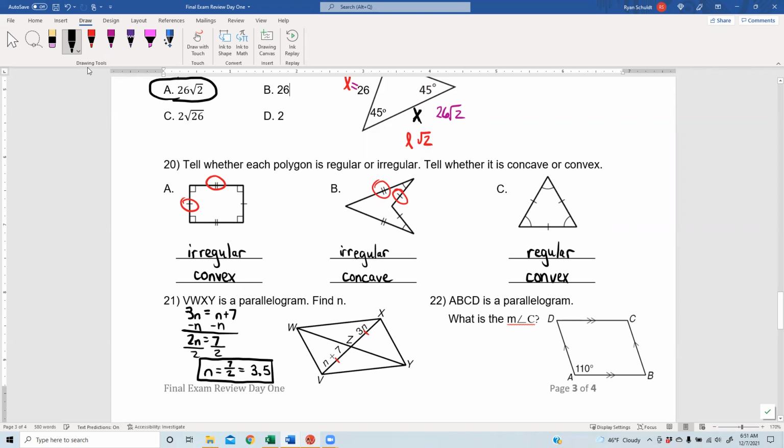ABCD is a parallelogram. What's the measure of angle C? Well, angle C is the same as angle A. A and C have to be the same. If A is 110, C better be 110. So the measure of angle C is 110 degrees.